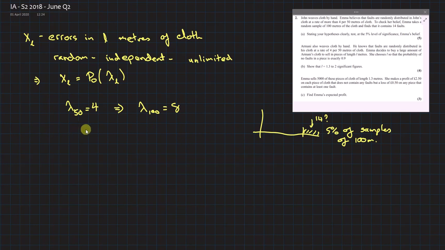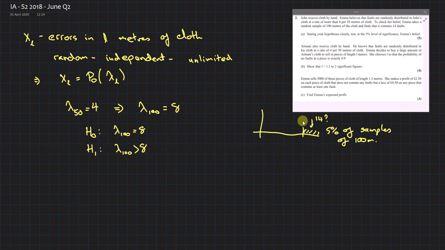Our null hypothesis is saying the lambda is 8. If we think the alternative hypothesis, if that lambda was less, that wouldn't be a problem to us. But if the lambda is bigger, that's where we're going to get a problem. So we're going to do a one-tail test where lambda is greater than 8. That's where we get the marks for stating the hypothesis.